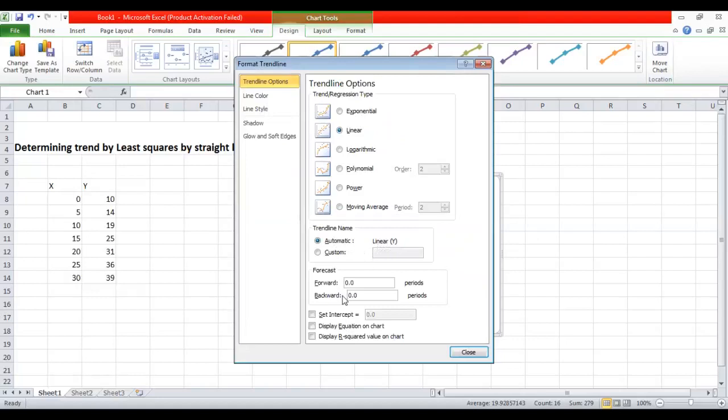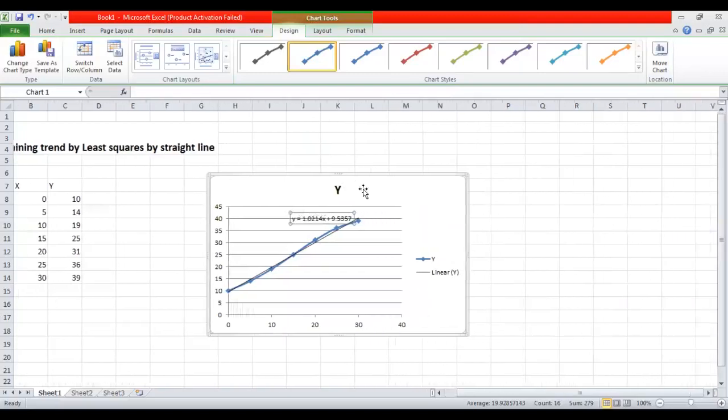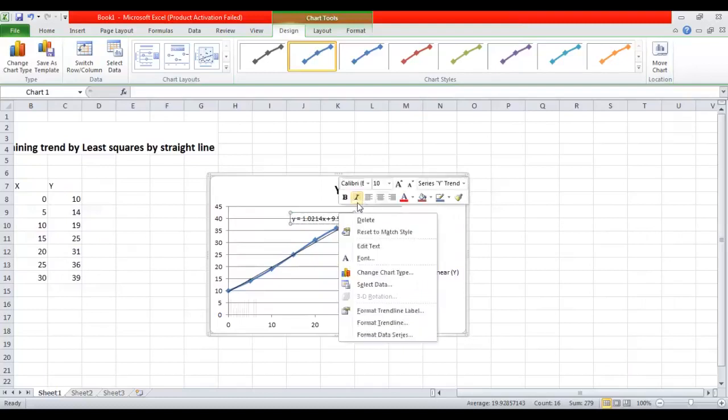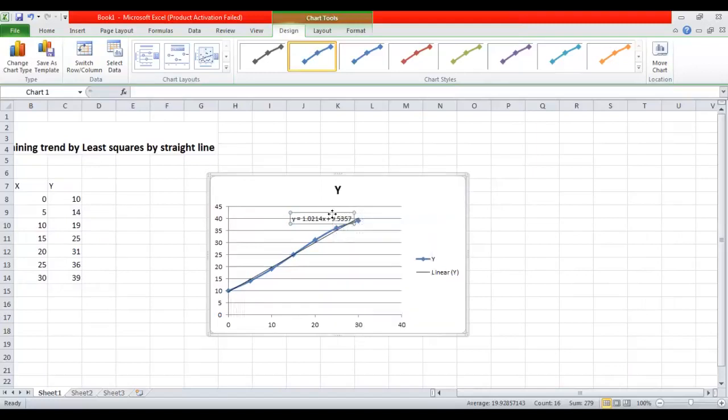Here, click on display equation on chart because we want the equation. After clicking display equation on chart, close it. By closing, we get the straight line equation. This is the straight line equation we got. I'm just dragging that equation to one side. So this is the straight line equation.